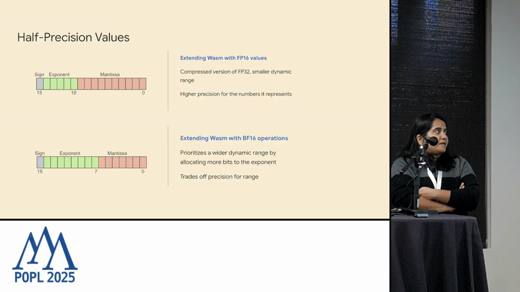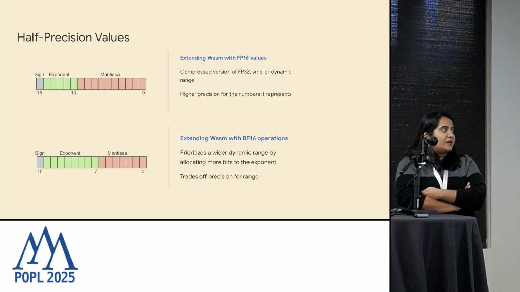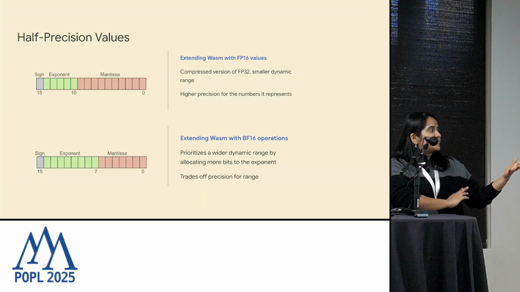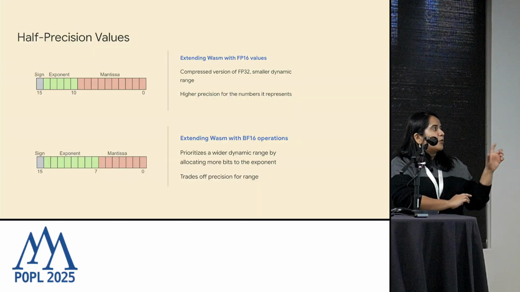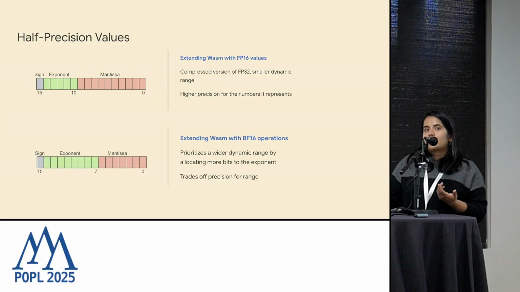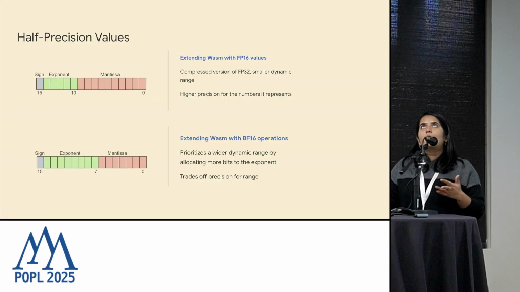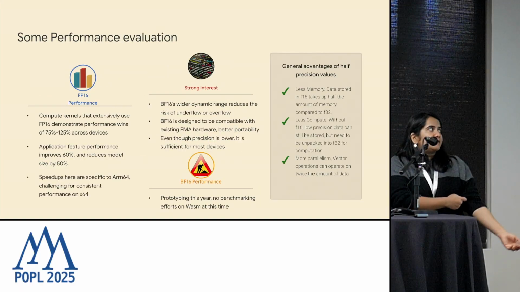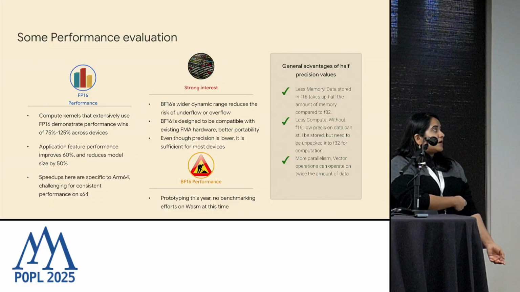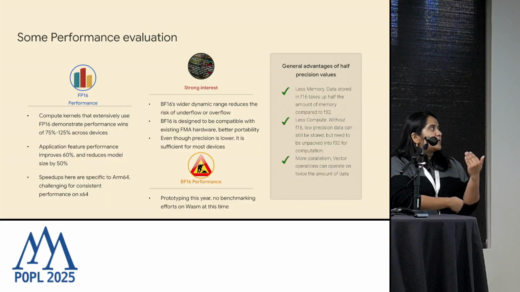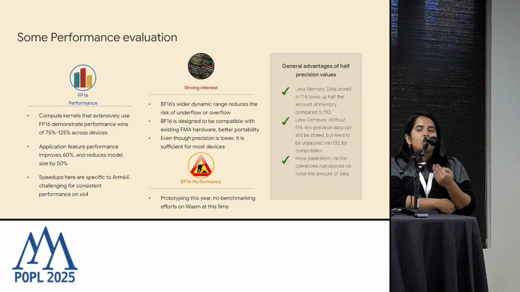We've also been looking at extending WASM with BF16 operations. And BF16 is quite efficient. It prioritizes a wider range by allocating more bits to the exponent, and it trades off precision for range. In a lot of ways, that type of precision isn't quite as important for the applications that do care about lower precision values. So in terms of some performance evaluations, compute kernels that extensively use FP16 demonstrate performance wins of 75 to 125% over what's currently in WASM.